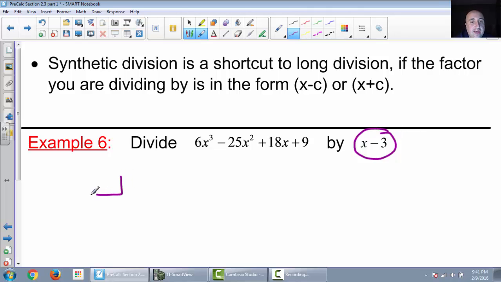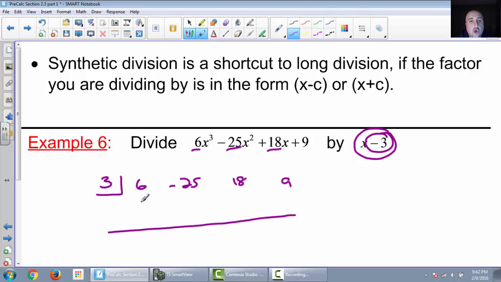You're going to put this little half box, and you're going to change the number. If this is negative 3, we're going to use positive 3. All right, and then we're going to list our coefficients: 6, negative 25, 18, positive 9. And notice that there are no missing exponents, 3, 2, 1, 0, so we don't need any placeholders. And then we're going to have an empty box down here in the right corner.